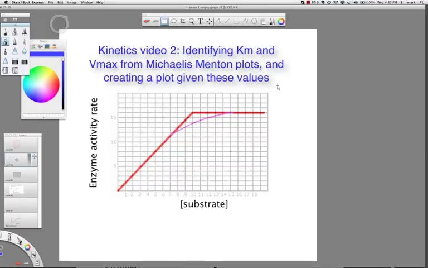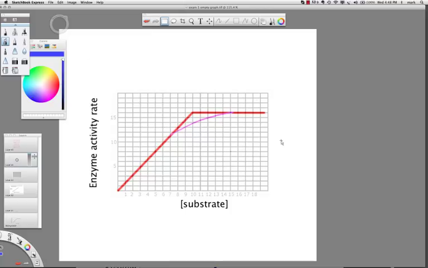In our first video, we said that enzyme activity rate as a function of substrate is known as a Michaelis-Menten curve, and that a couple of numbers pretty much define everything that can be derived from a Michaelis-Menten curve. So let's see how we get those values, and let's see how having those values enables us to draw a Michaelis-Menten curve.